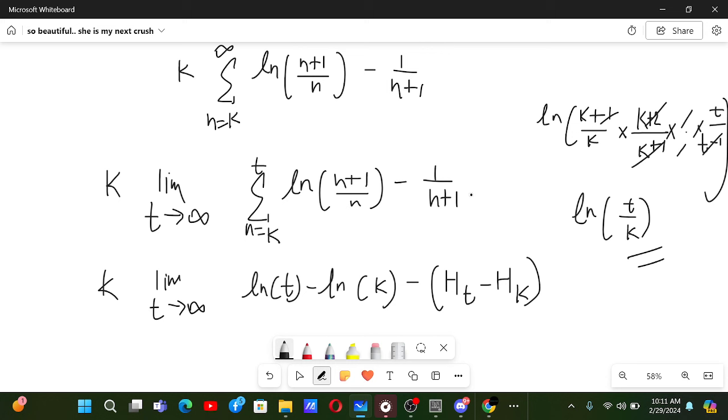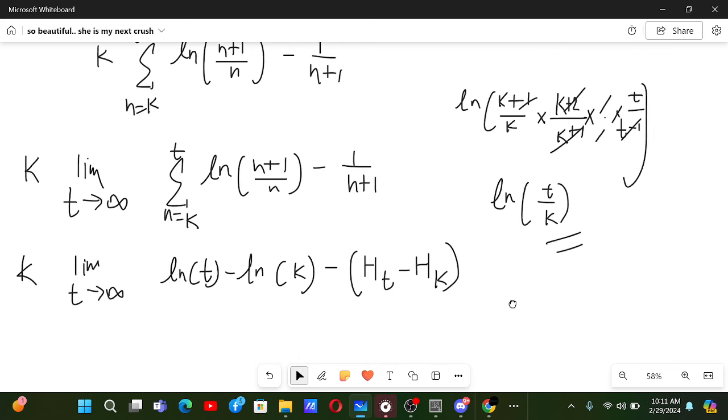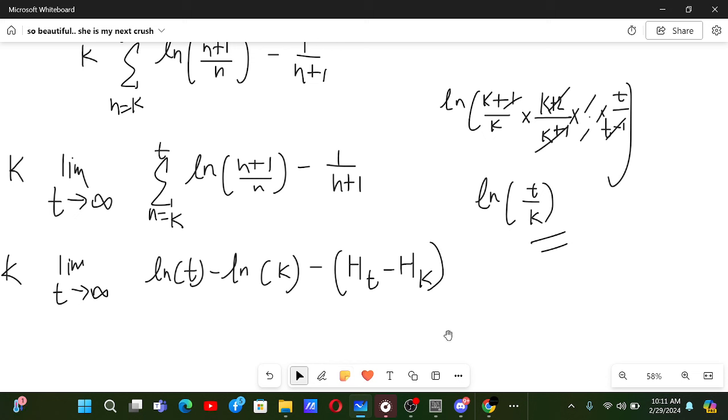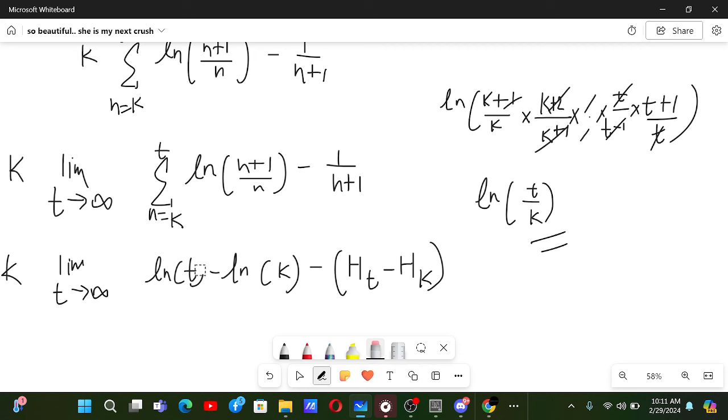Okay, wait. Now over here, since there's ln of n plus 1 by n, the last term will not actually be t, just t plus 1 by t. I made a mistake over there. Over here the last term will be t plus 1 by t. Okay, I'm sorry for that. Because if t plus 1 by t will be there, the t cancels out. So this is actually ln of t plus 1 minus ln of k.